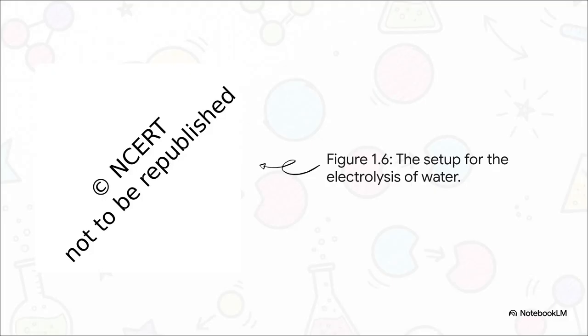Okay, next up is decomposition using electricity. This setup here shows something called the electrolysis of water. It's quite simple, really. When we pass an electric current through water, it gives the water molecules the energy they need to break apart. And what do they break into? Well, their basic components, hydrogen gas and oxygen gas. You can actually see the bubbles of these gases forming and getting collected in those 2 test tubes.